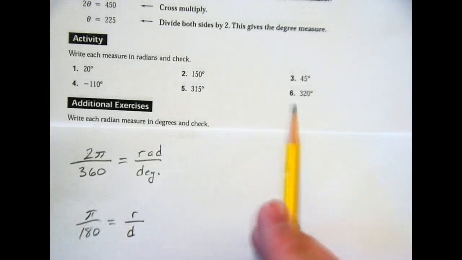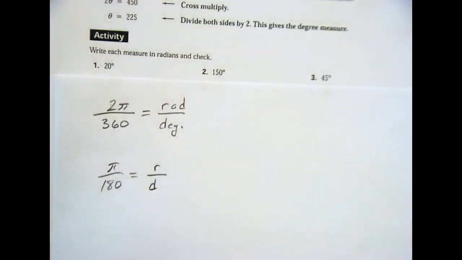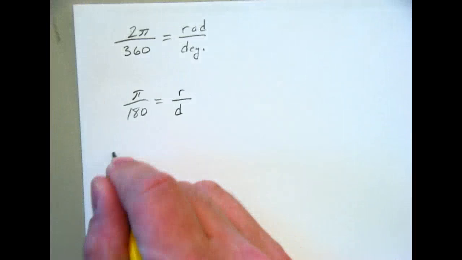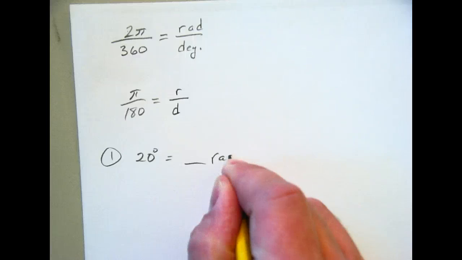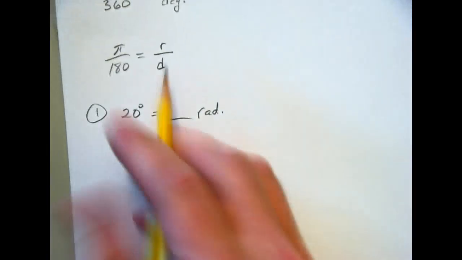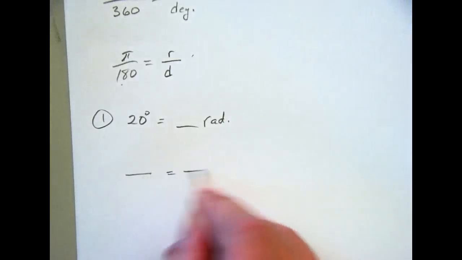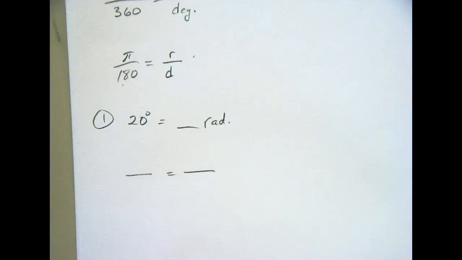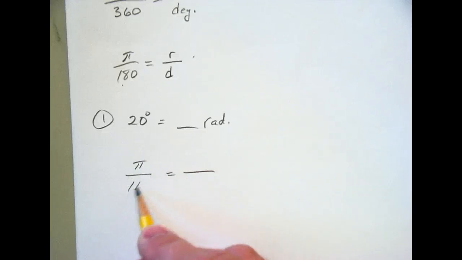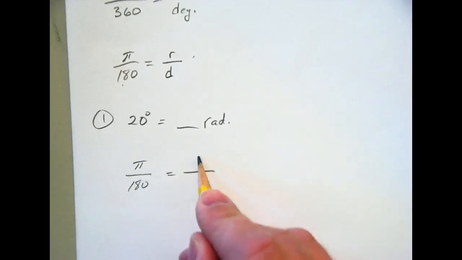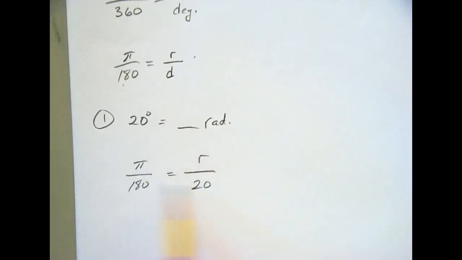Okay? Well, let's say like number 1, 20 degrees. So if I have 20 degrees and I'm trying to convert that to radians, I'm going to use my proportion here. Everyone plug it in. Okay, so we got pi, we got 180. What goes here? R for radians, and here? 20. So our degrees are on the bottom, radians are on the top.